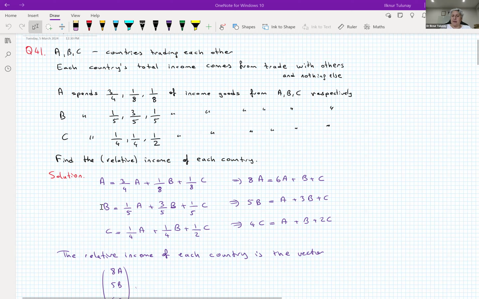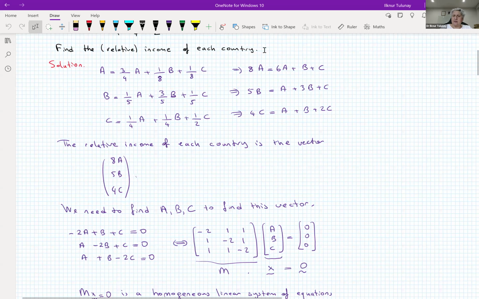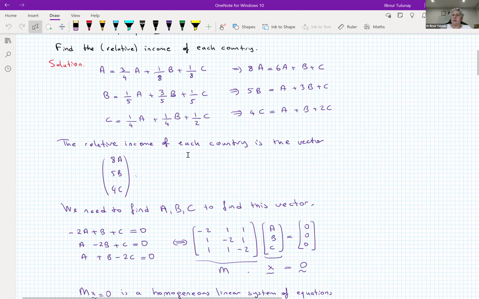And for B, from the next sentence, this will be B = 1/5 A + 3/5 B + 1/5 C. Similarly, the common denominator is 5, and multiplying everything by 5, we obtain this one. And C is similarly C = 1/4 A + 1/4 B + 1/2 C. The common denominator can be made 4, and this 1/2 will be 2/4. Multiplying everything by 4, we obtain 4C = A + B + 2C. So what we have is that this vector here, A, B, C, is the relative income for each country.